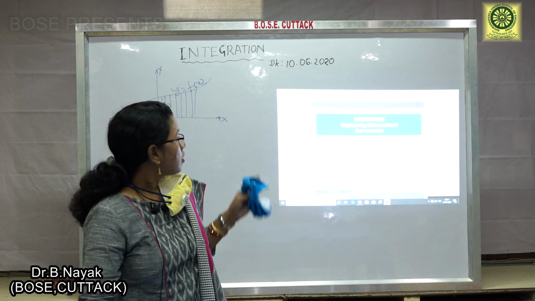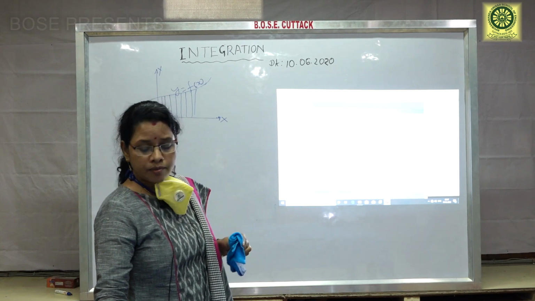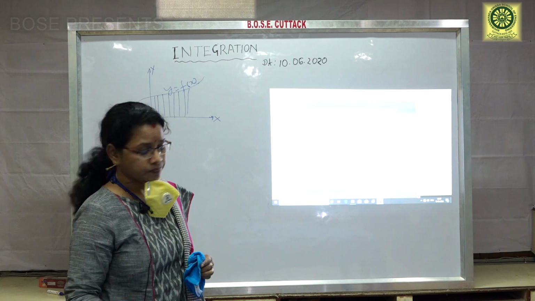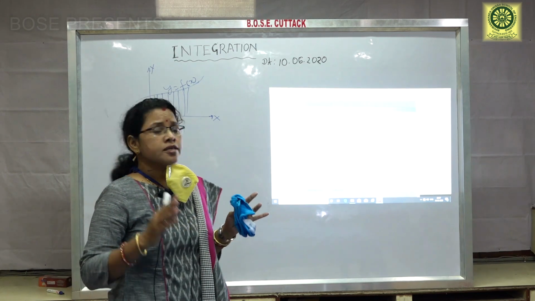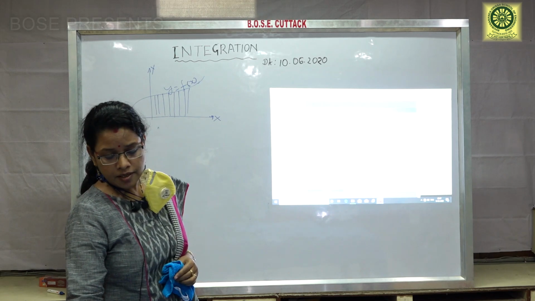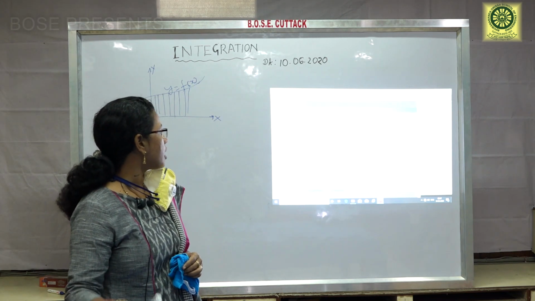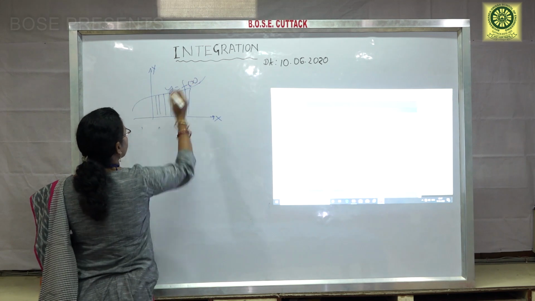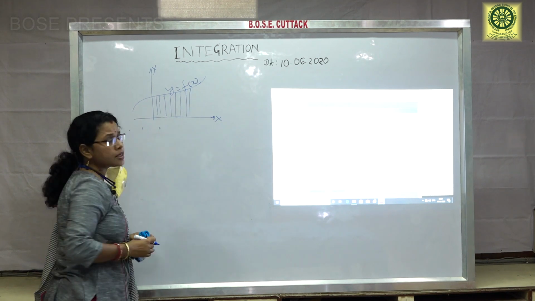Then the outline of my presentation: the objective of this chapter, and the topics that I will cover today. After completion of this chapter, we will be able to do integration by using different methods, evaluate definite integrals, and find the area under a plane curve. That is, if you draw the curve y equal to f(x) like this, you will be able to find the area under this curve by using definite integral.